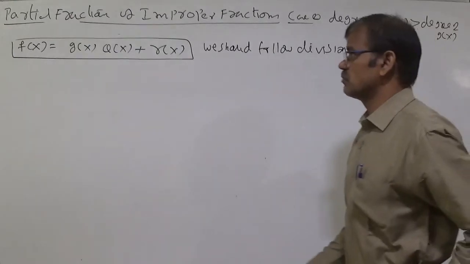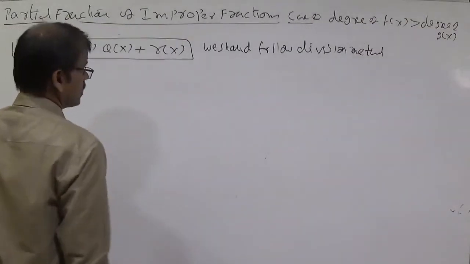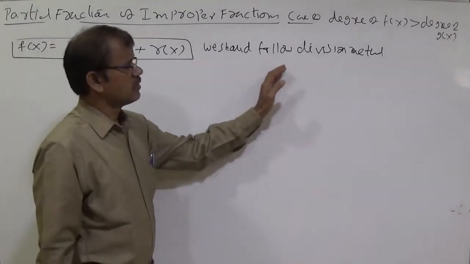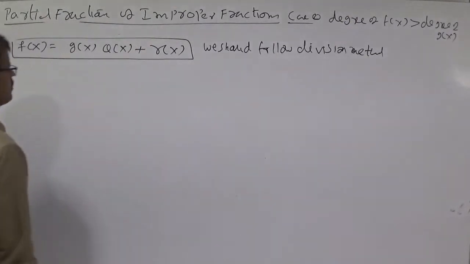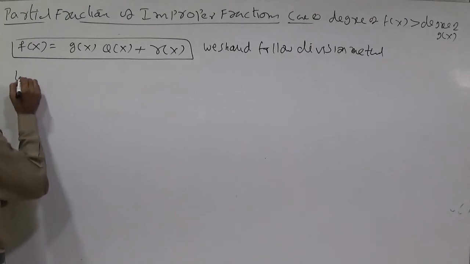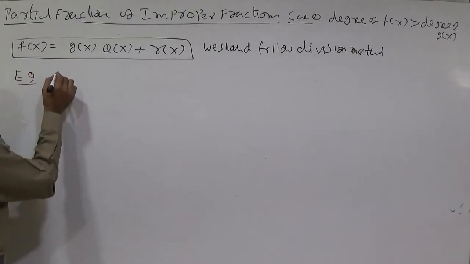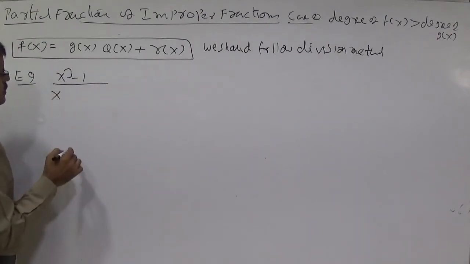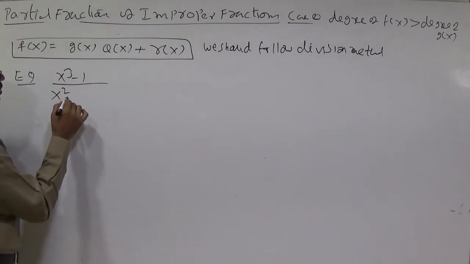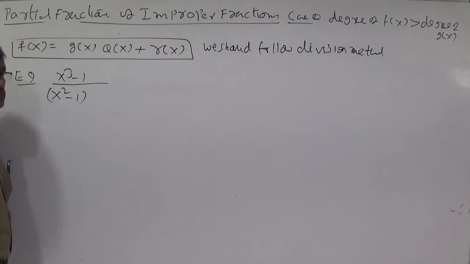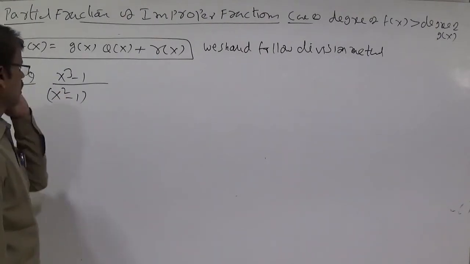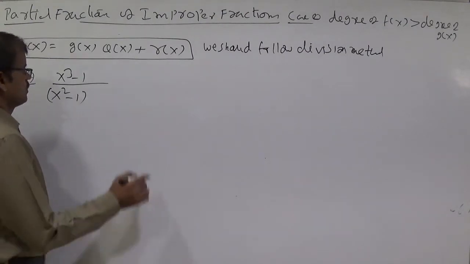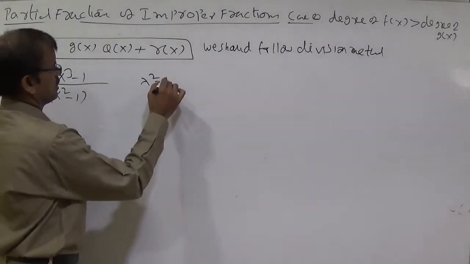What does division method mean? If degree of numerator is greater than degree of denominator, 100%, we should write the division method only. We should divide numerator with the denominator. Example I am writing here: x cube minus 1 by x square minus 1. So what is the value here? Degree of numerator is greater than degree of denominator. So here like this you should write, students.